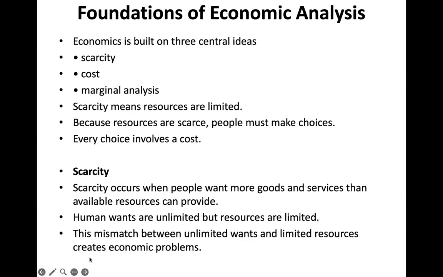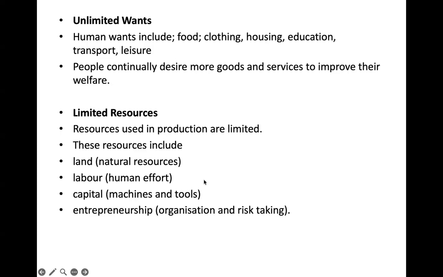And when you talk about unlimited wants, we are talking about human wants, which include food, clothing, housing, education, transport, leisure. They are all unlimited wants. You are eating, let's say, fried rice, but if you get pizza, you wish you can buy pizza to enjoy yourself. It's part of your unlimited wants. So economists are saying that people continually desire more goods and services to improve their welfare. But we have limited resources.